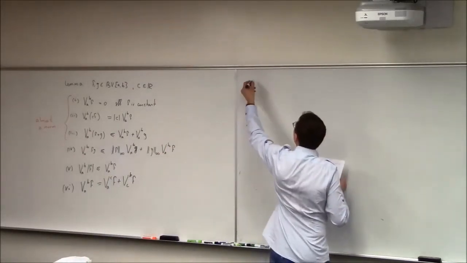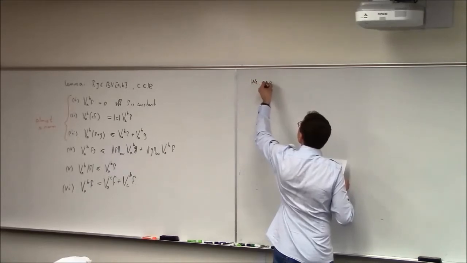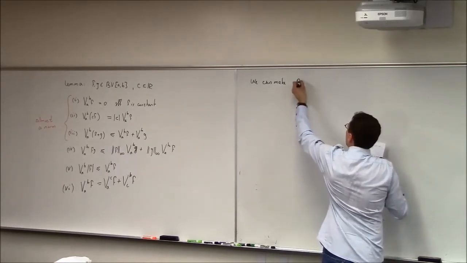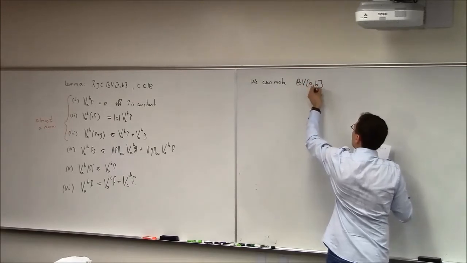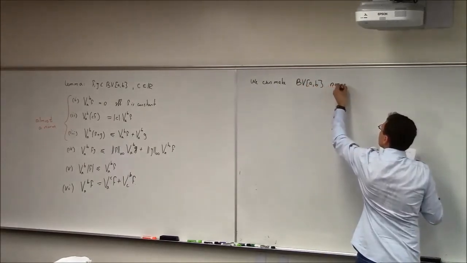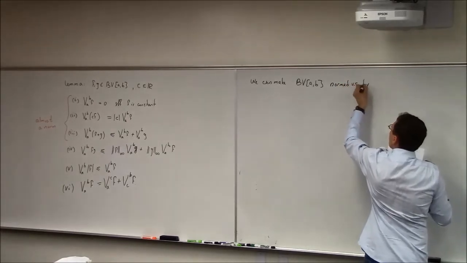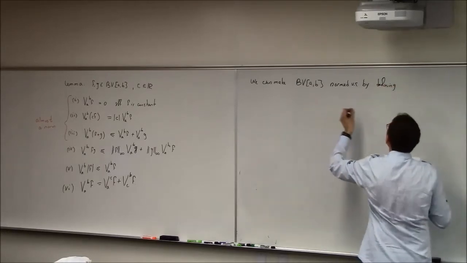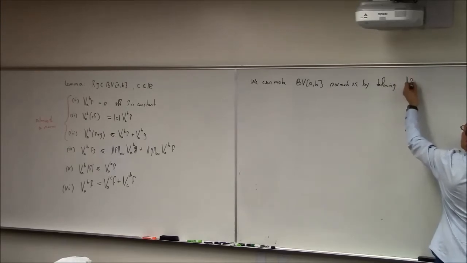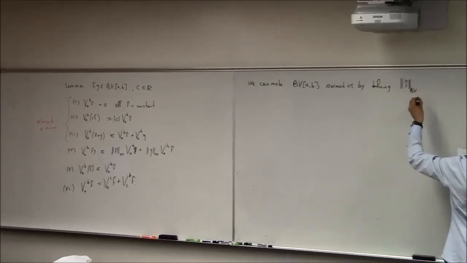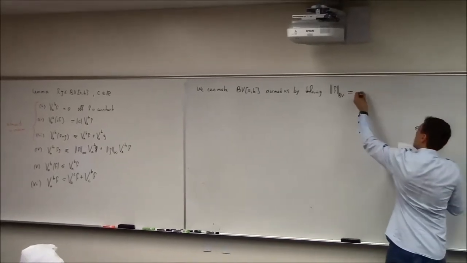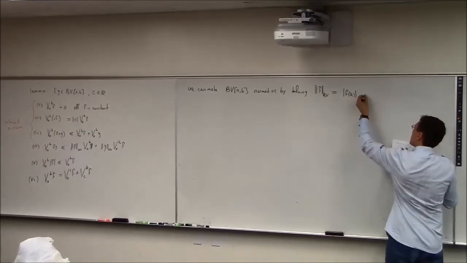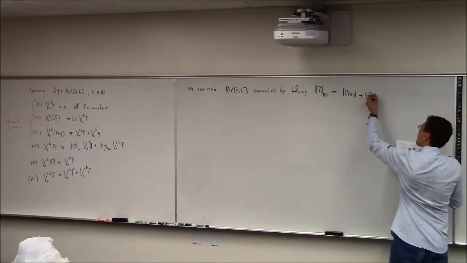All right. So we can make this space into a normed vector space by defining the bounded variation norm of f to be equal to the absolute value of f of a plus the variation of f.